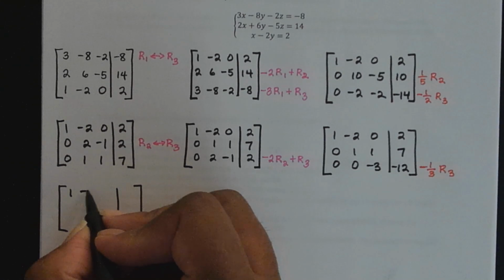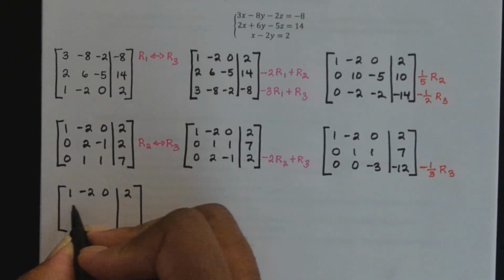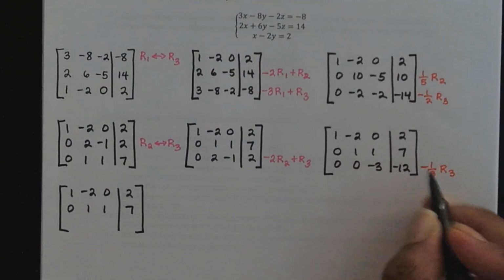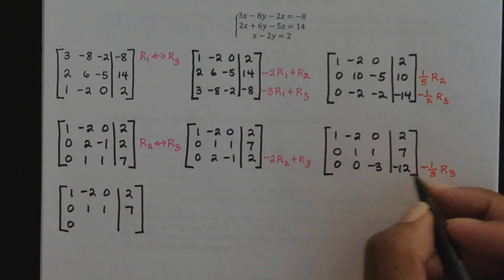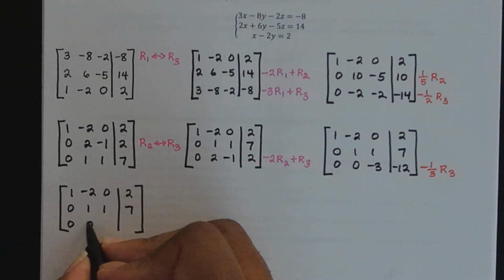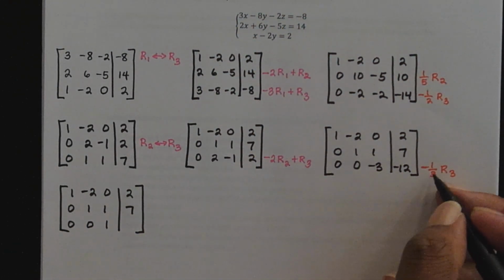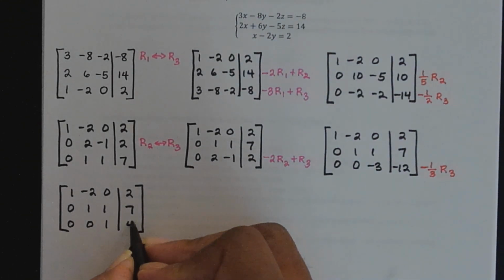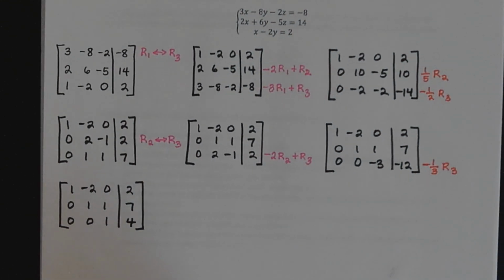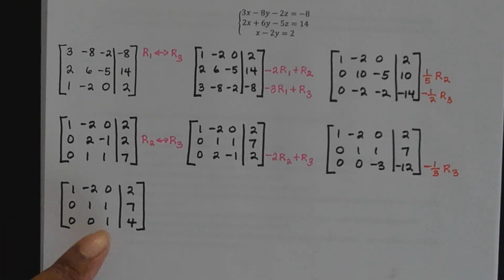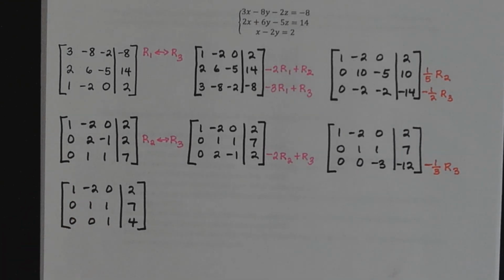So bring over row 1, bring over row 2. Now, if I do negative 1/3 times 0, that's 0. Negative 1/3 times 0, again, that's 0. Negative 1/3 times negative 3 will be a 1. And negative 1/3 of negative 12 will be 4. So notice I have a 1 along the main diagonal and zeros underneath those 1s. So this matrix is not reduced, it's in row echelon form.